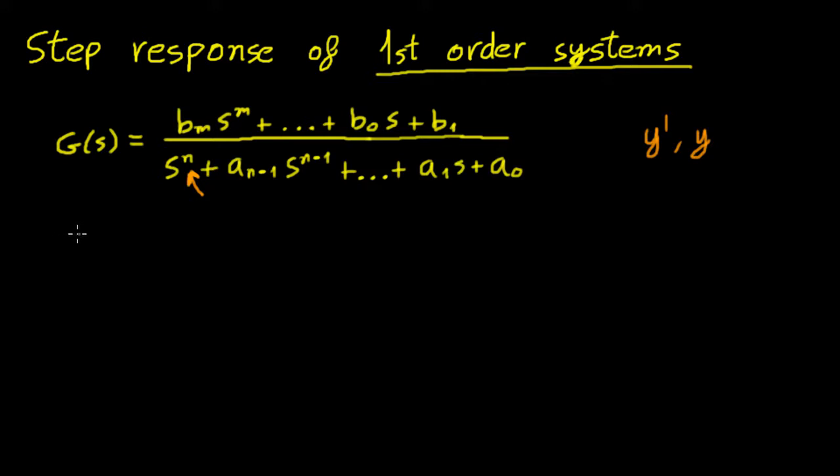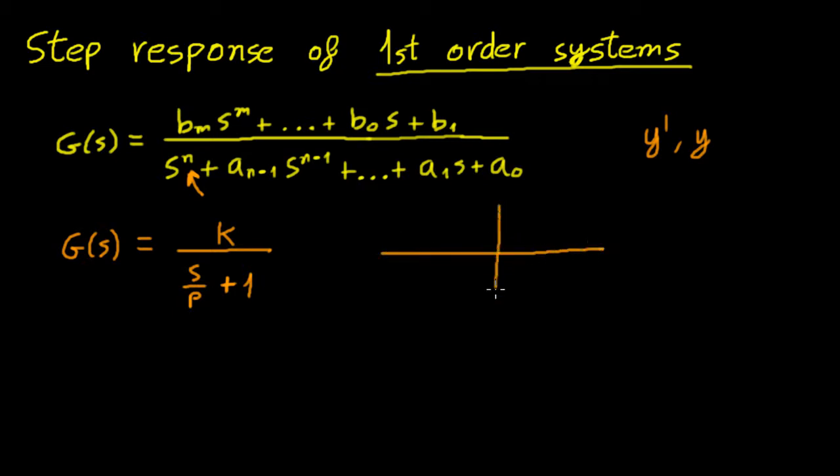So the general expression of such a system is k, which is the gain of the system, over s over p plus 1. As I said, k is the gain because when s is equal to 0, G of s, that is G of 0, is equal to k, and the pole of the system, or of its transfer function, is located somewhere in the real axis at minus p.